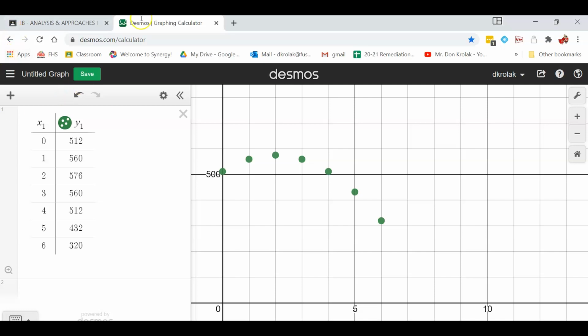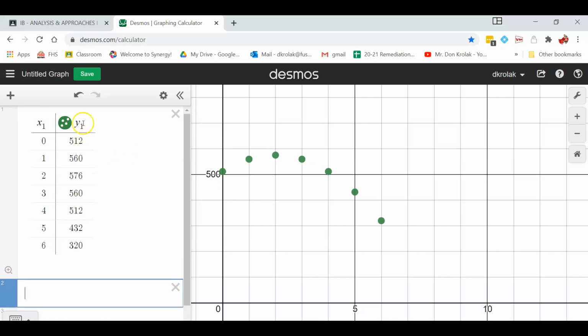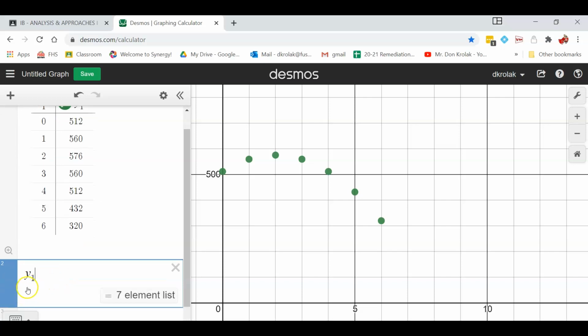Okay, all right, quadratic. Go down to number 2 here. We're going to enter an equation that gives us y1. The way you do that is you type in y and then 1, and it gives you a little subscript.